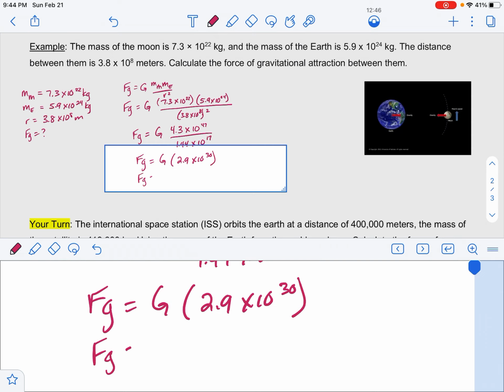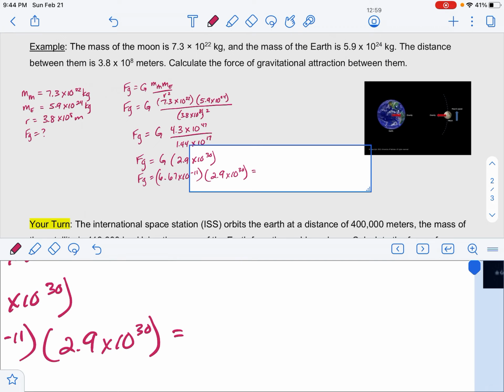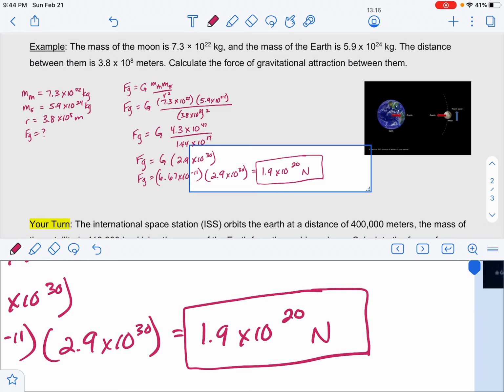All right, and now, since G is always the same, I can write it in: 6.67 times 10 to the negative 11th times 2.9 times 10 to the 30th. And when I multiply those things together, I get 1.9 times 10 to the 20th. Now, what are we going to label that? We're going to label that newtons because even though it's a different kind of force, it's still a force. So I have 1.9 times 10 to the 20th newtons. That's a pretty big number that's holding the moon in orbit around the Earth, right? The Earth is pulling on the moon that much. The moon is pulling on the Earth that much.